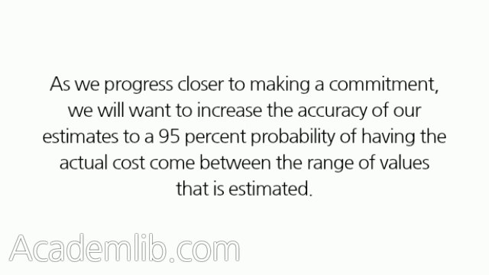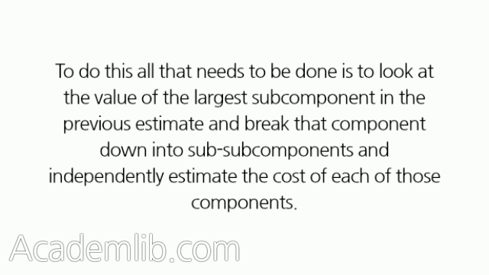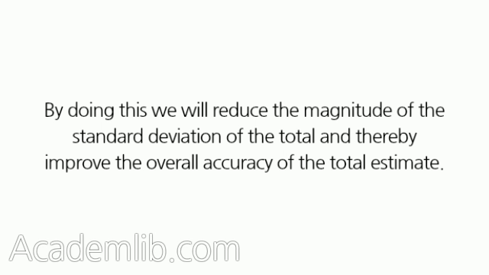As we progress closer to making a commitment, we will want to increase the accuracy of our estimates to a 95% probability of having the actual cost come between the range of values that is estimated. To do this, all that needs to be done is to look at the value of the largest subcomponent in the previous estimate and break that component down into subcomponents and independently estimate the cost of each of those components. By doing this, we will reduce the magnitude of the standard deviation of the total and thereby improve the overall accuracy of the total estimate.